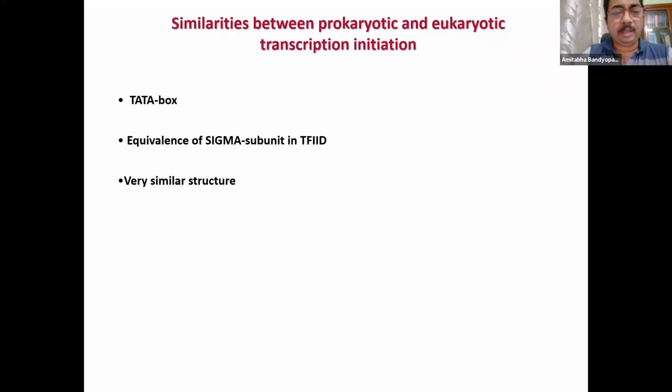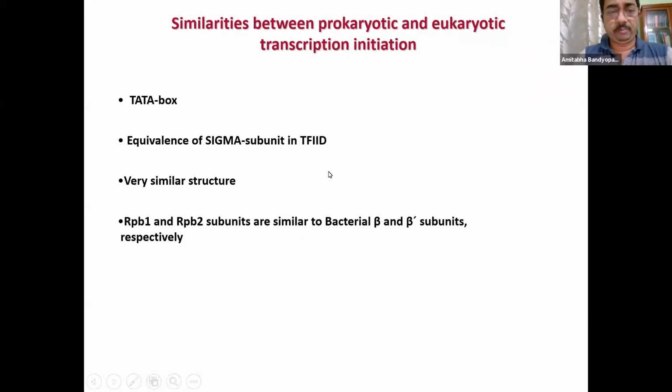Then they have quite similar structure, the overall saddle-like architecture, they both have. Then the RNA polymerase subunits 1 and 2 are similar to bacterial beta and beta prime subunits. Let me tell you a little bit about how these subunits are named. You see, it is RPB1 and RPB2. RP is RNA polymerase. B is alternatively used as 2.